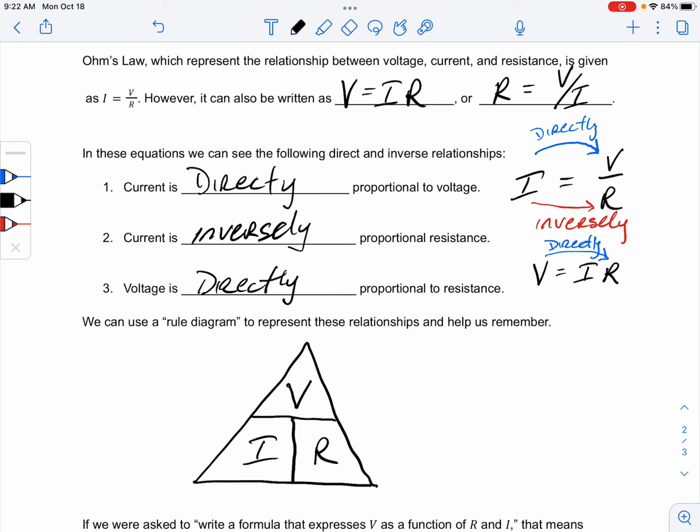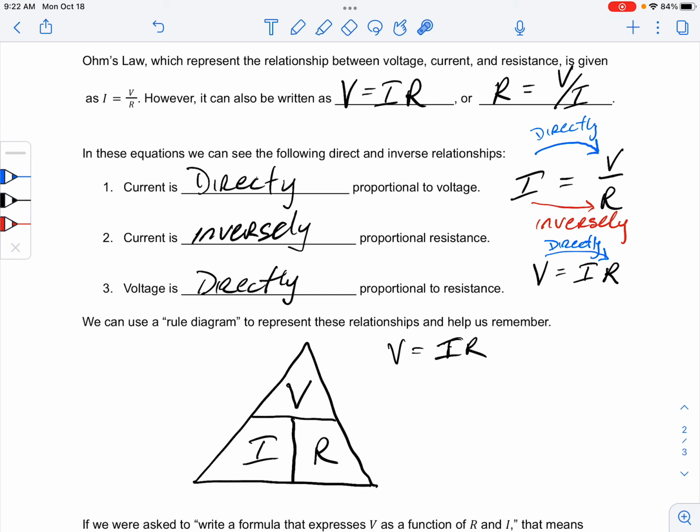And so how this works, as I'm doing this, what we want to do is think about, if this was paper, I would use my thumb and just cover this piece of my diagram. So when I cover V, that tells me that V is equal to I, and since they're right next to each other, IR, V is equal to I times R.